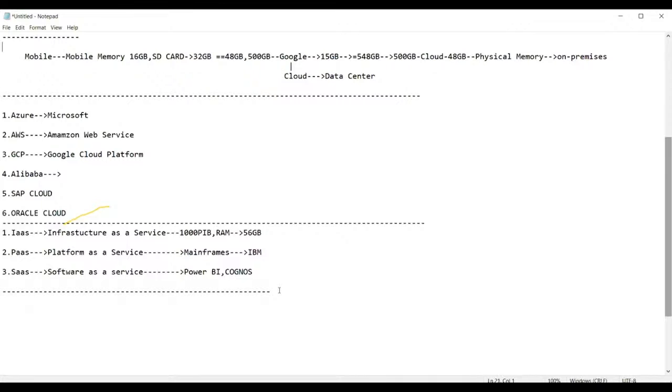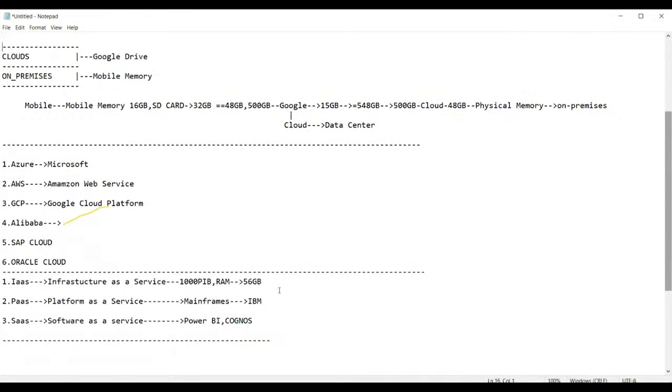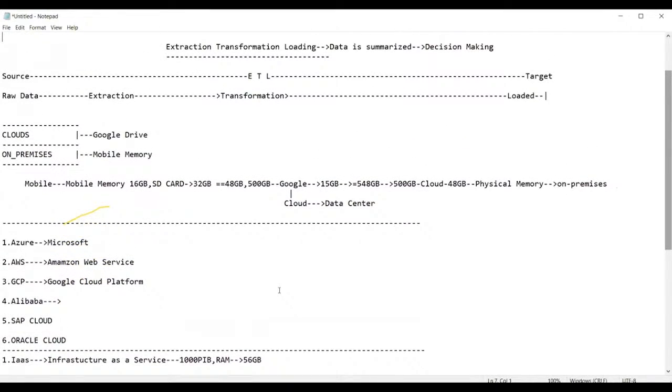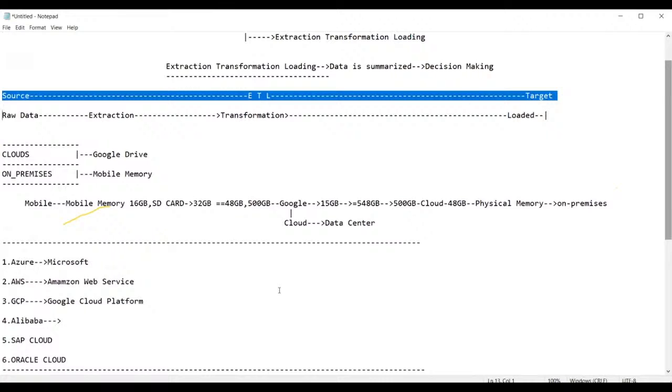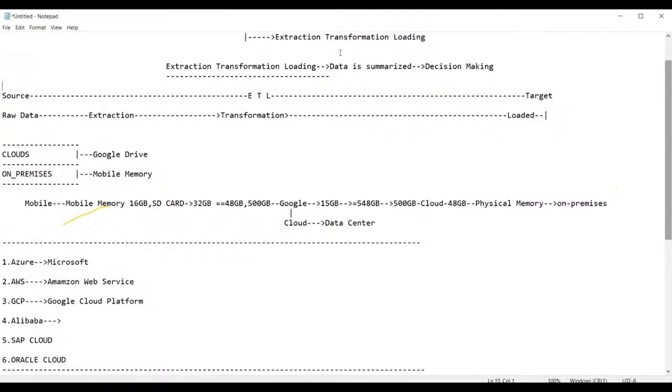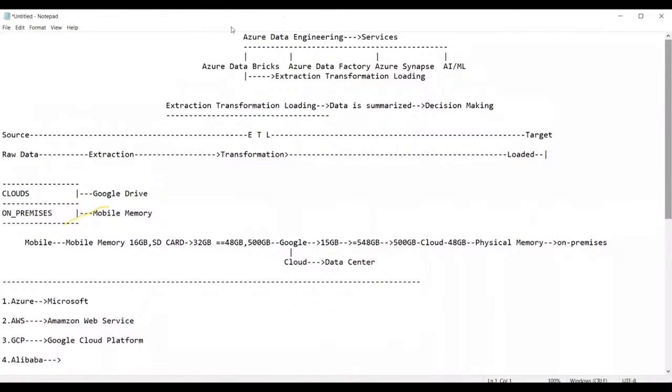Now guys, the cloud is clear for me and on premises is also clear for me. Everything is clear. But my question is that source, target, and extraction, transformation, loading are done already. What exactly is the use of ADB, that is called Azure Databricks? What does it do? We have to understand this.